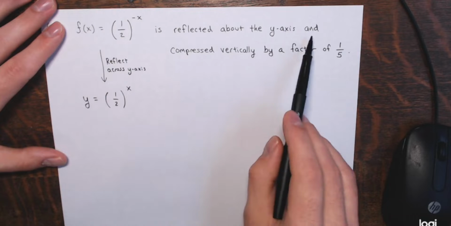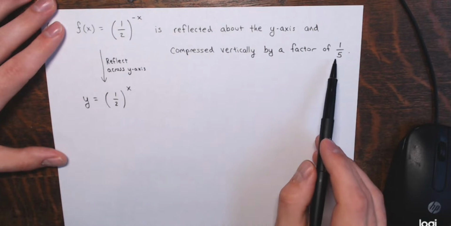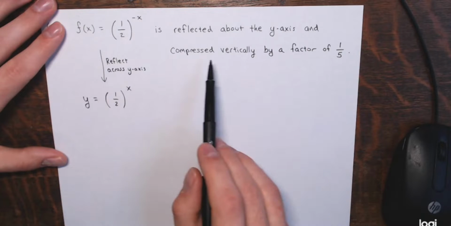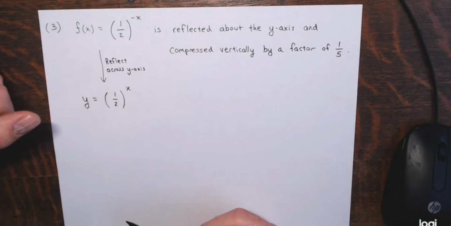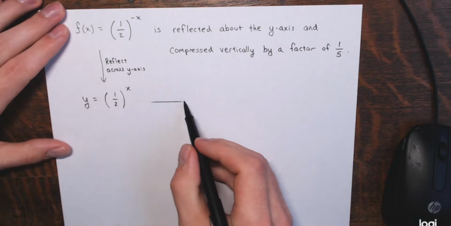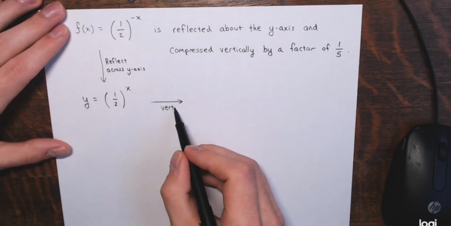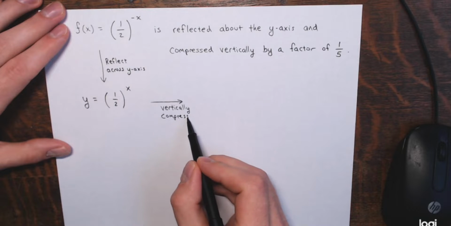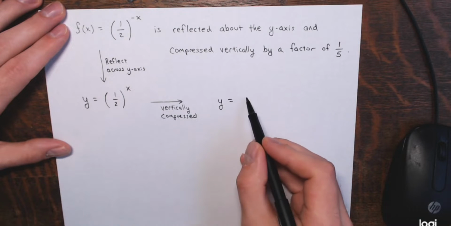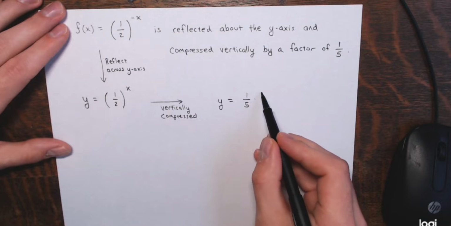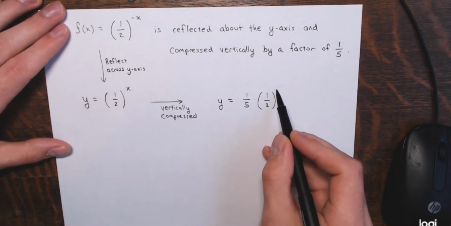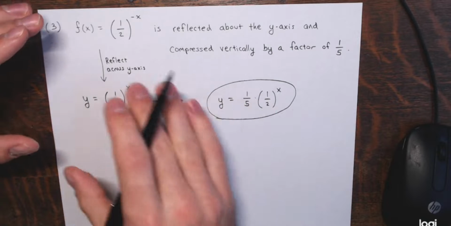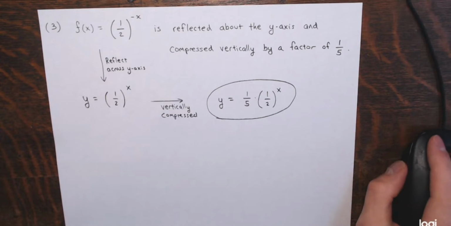And then compressed vertically by a factor of 1/5. Or they may say compressed by a factor of 5, but remember, if you're saying compressed, that means you're multiplying by a number less than 1. All right, so then vertically compressed, we need to multiply the whole thing by 1/5. Y equals 1/5 times, and then this 1/2 to the x. And that's it. Those are the only two transformations we're asked to perform. And once again, I'll put this up and we'll see that those things actually happen as I've written them.